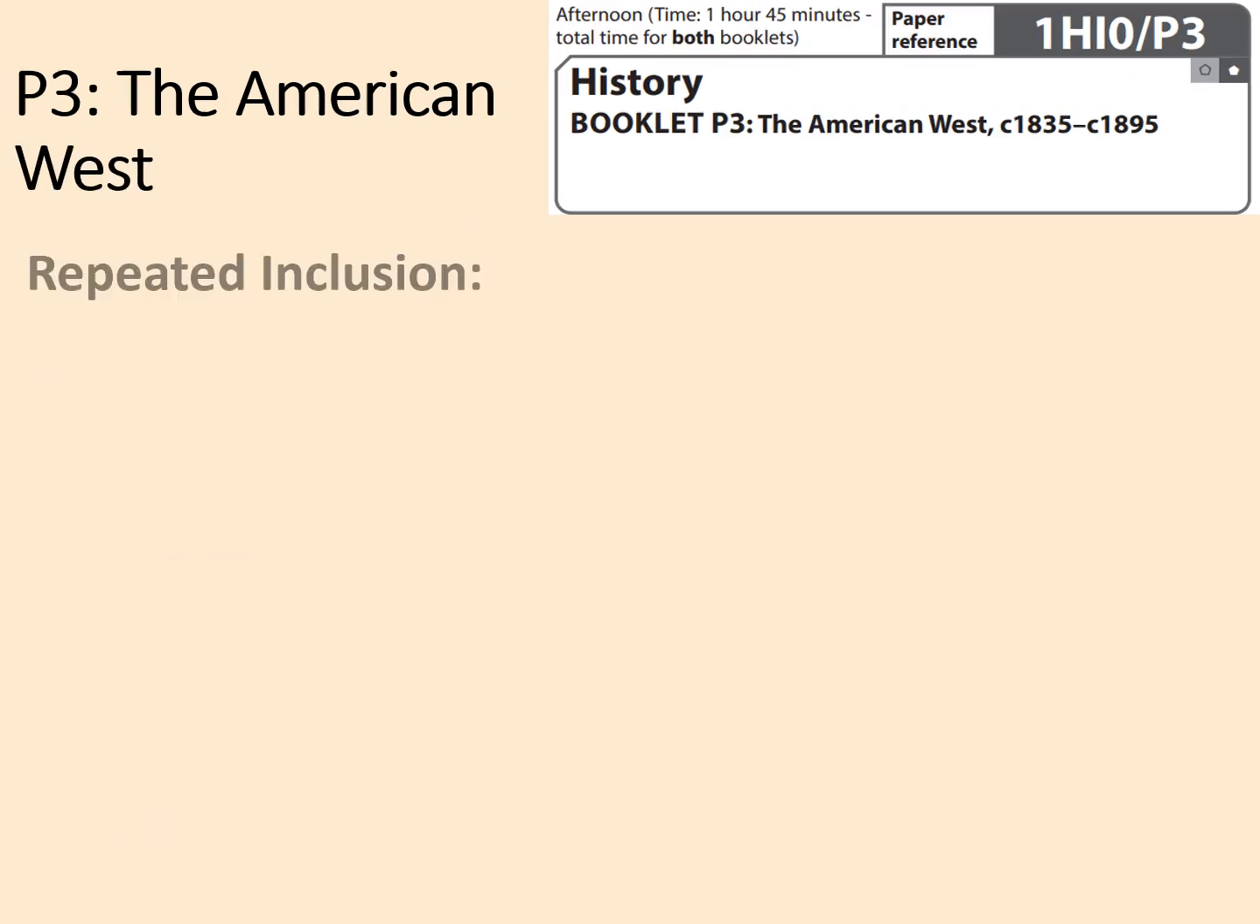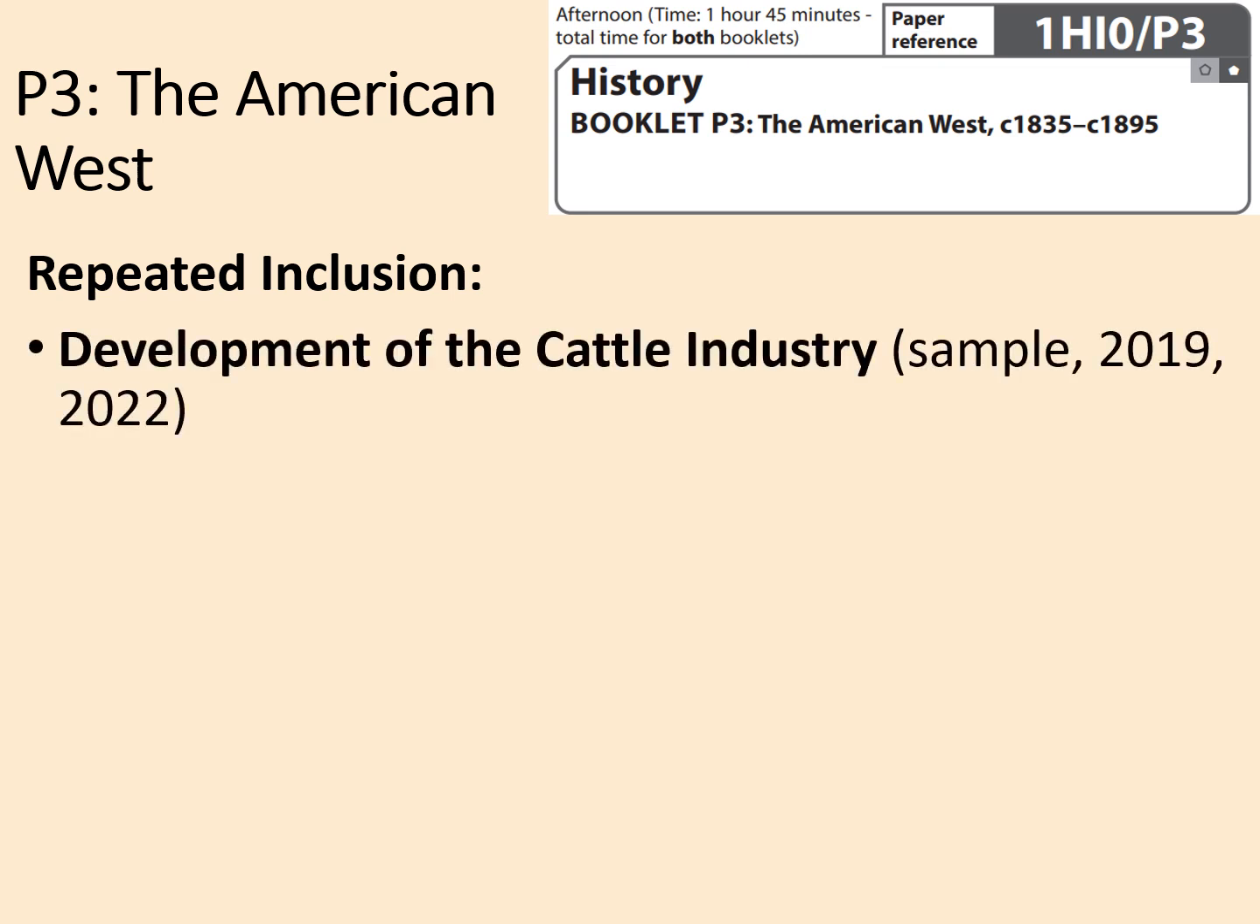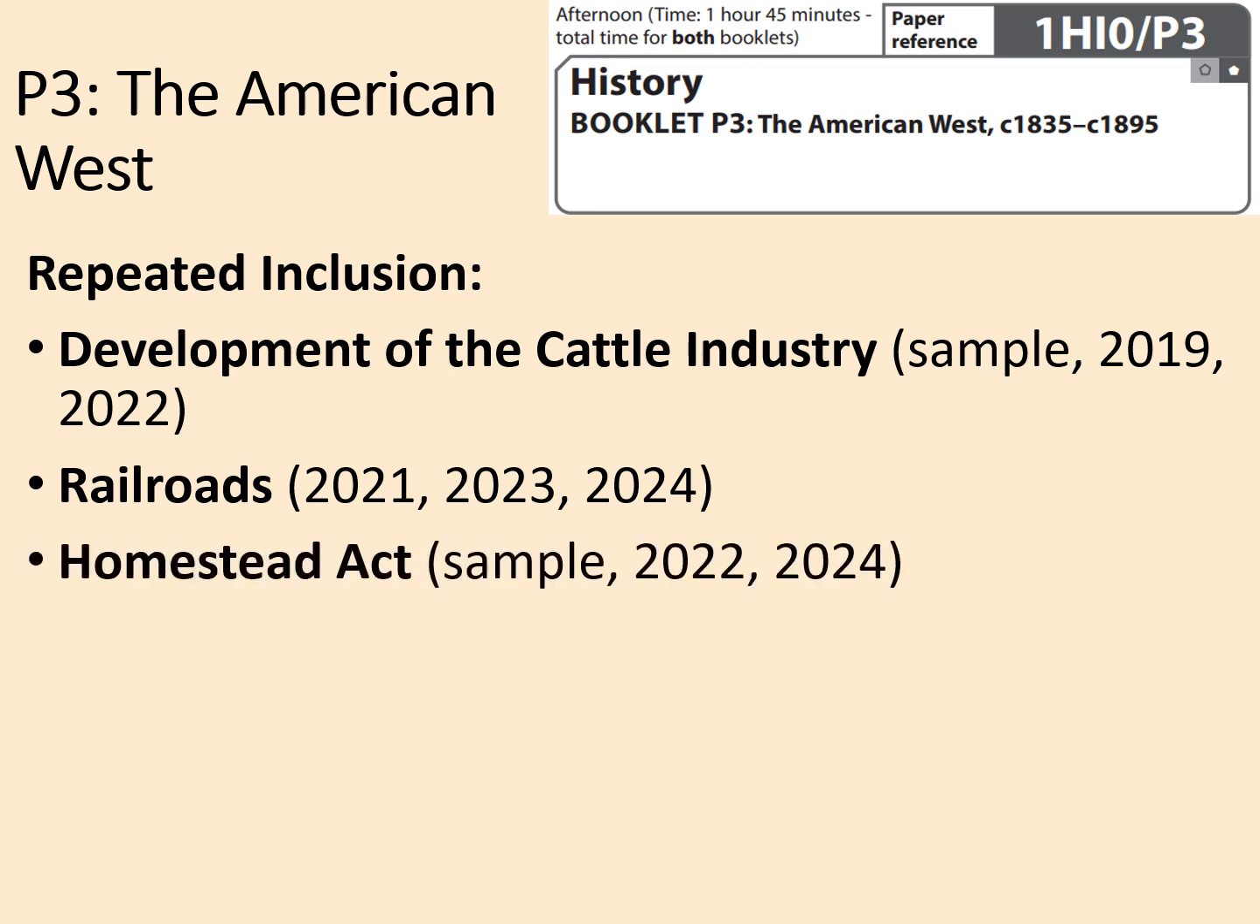Bearing in mind that exam, what have been the repeated inclusions? The development of the cattle industry has come up relatively often in the sample paper, 2019 and 2022, but it's also been relevant to other questions as well. The railroads have come up a fair bit as well, 2021, 2023 and 2024, so that's all pretty recent, maybe it's something else's turn. And similar with the Homestead Act, which came up in the sample paper, 2022 and 2024. But that's it, not a lot of repeated inclusions, but that's not surprising because of the narrowness of this paper. There's only really 3 sections to it, and so they can only ask about a certain number of things.